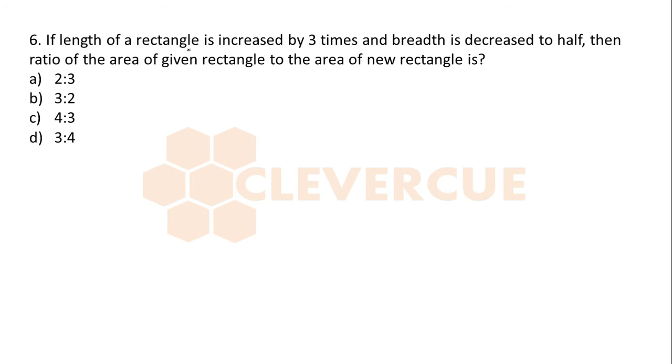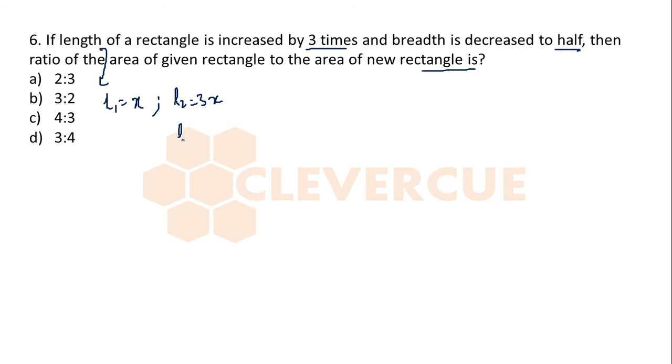Now, if the length of a rectangle is increased by 3 times and the breadth is decreased to half, then the ratio of the area of the given rectangle to the area of the new rectangle is asked. Now, let us see. Here, first, if the length L1 is equal to x, then L2 will be equal to 3 times, that is 3x.